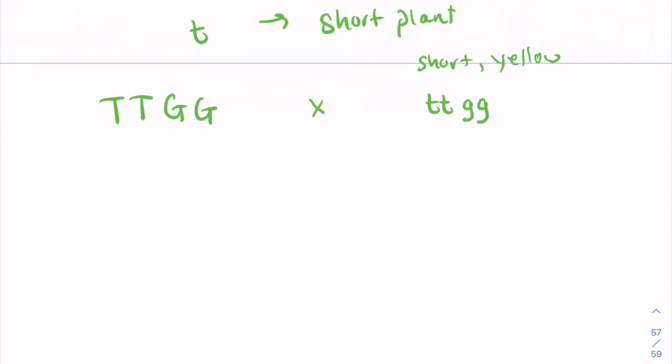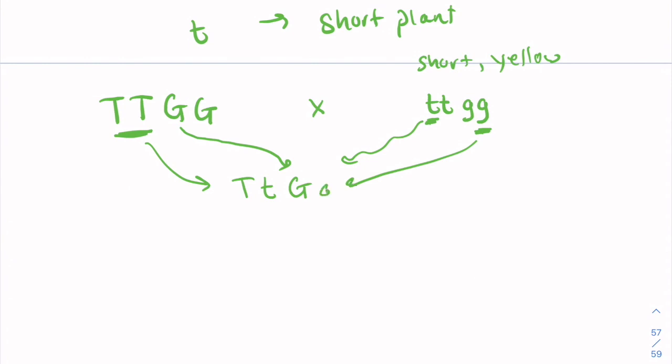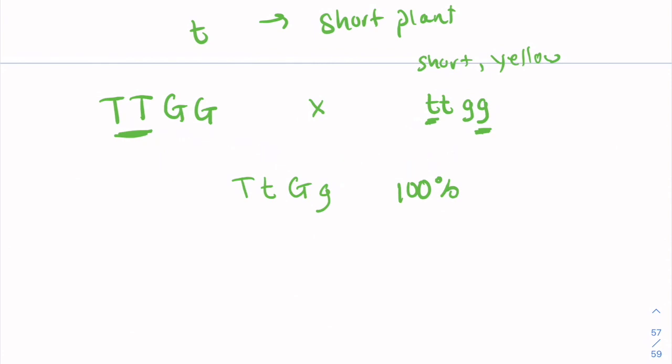If we cross these, we do not need to do a box to know that this plant over here can only donate a capital T, a dominant T allele, to its babies, and that this short plant here can only donate a recessive t to its babies. All right? And this plant here can only donate a dominant G, and this plant here can only donate a lowercase g. 100% of the babies will be heterozygous at both genes, right?